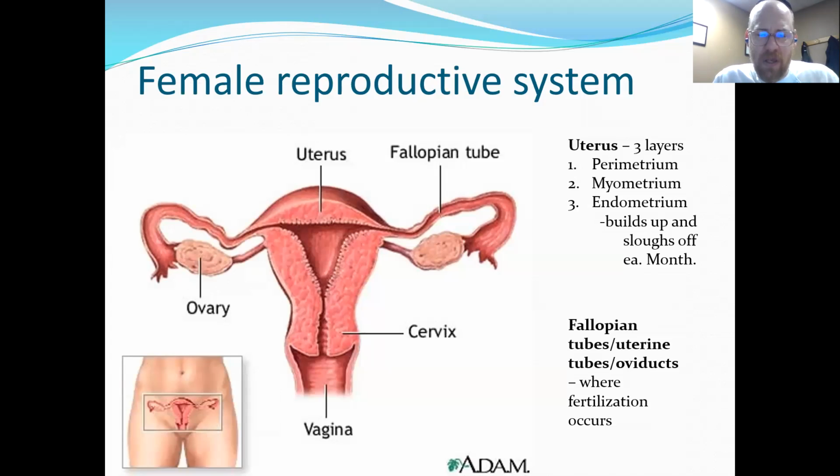So when we talk about the uterus, we've got three layers here. The perimetrium, the outermost covering; the myometrium, which is smooth muscle; and the endometrium, which builds up and then is sloughed off over the course of a 28-day menstrual cycle that's experienced by women every month.